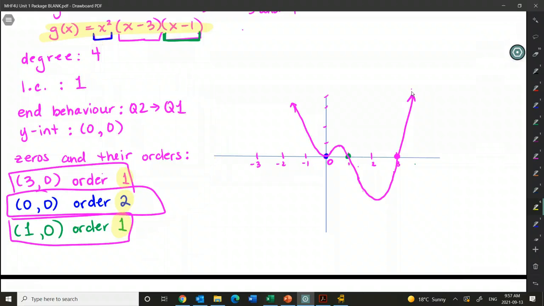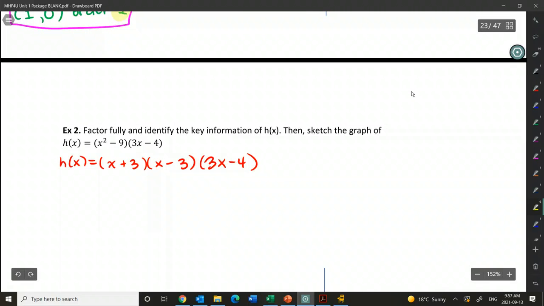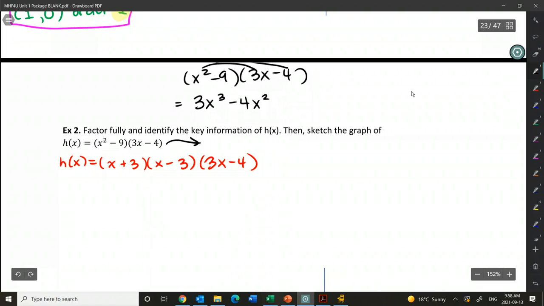Okay? So if I don't have something in standard form, one option is I can just expand this out quickly so that I can see it in standard form. But I also should know, based on all the zeros and their orders, what the degree is as well. So I'm just going to take 1 second here and I will FOIL this so that we can see all the other information as well. So x squared times 3x is 3x cubed. X squared times negative 4, negative 4x squared. Negative 9 times 3x, and negative 9 times negative 4, positive 36.